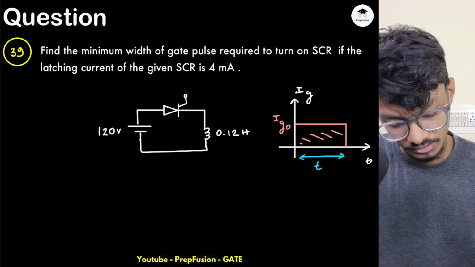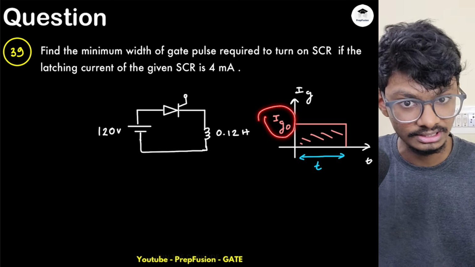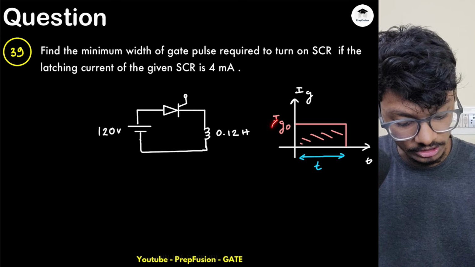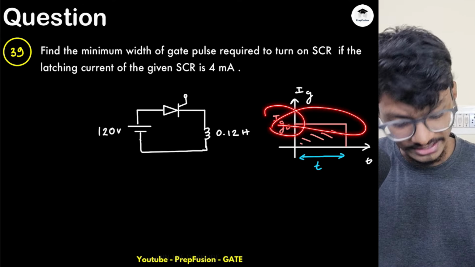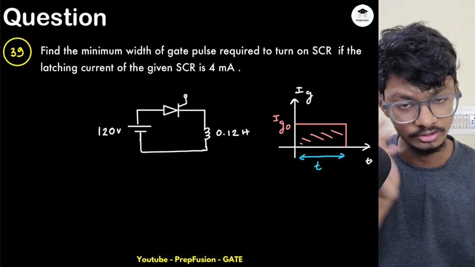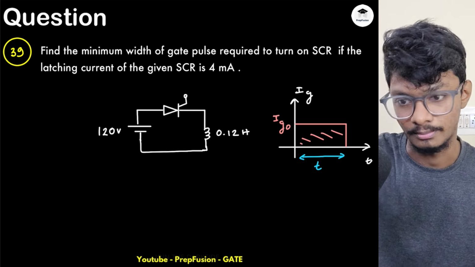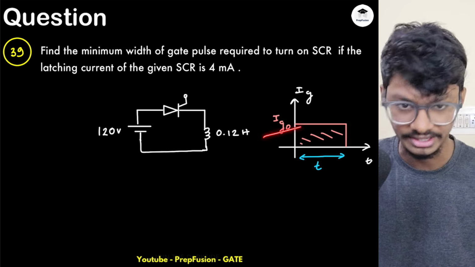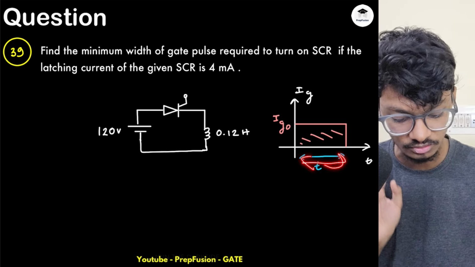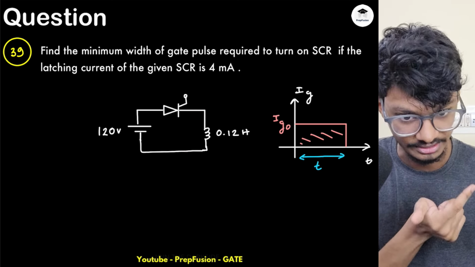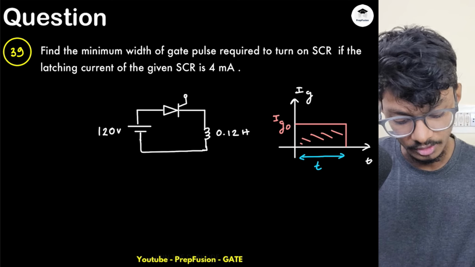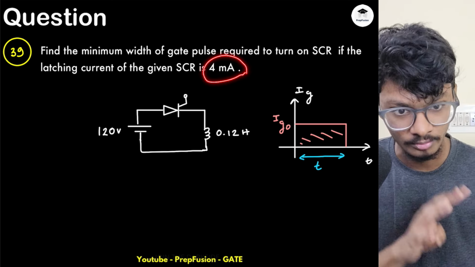We'll assume that once I give this much gate current, the device starts to turn on, and I need to still provide this gate signal. This IGO value they will specify. I don't know this IGO value mathematically; the device manufacturers will specify it. I don't care about this. But this time depends on the external circuit parameters, which I will explain, because I need to get to 4 milliamps of current.